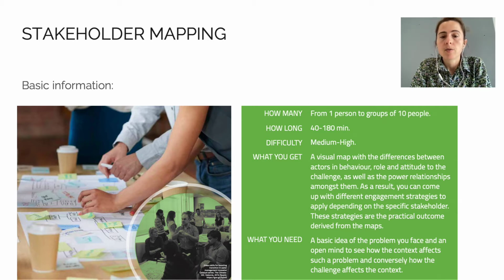What will you get out of this exercise? So, as I said previously, this is a visual map showing you differences between actors in behavior, role, and attitude to the challenge, their position to the challenge, where they stand in regards to it, as well as the power relationships amongst them. And as a result, you can come up with different engagement strategies to apply depending on the specific stakeholder.